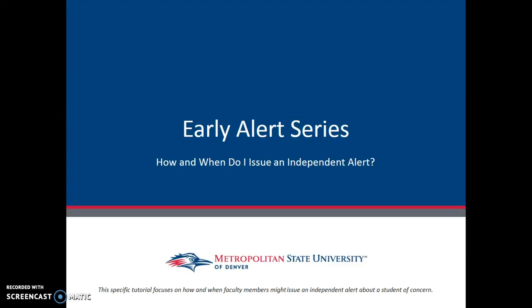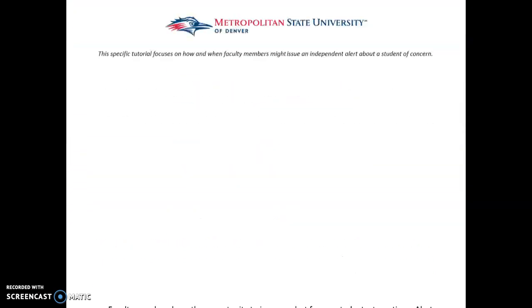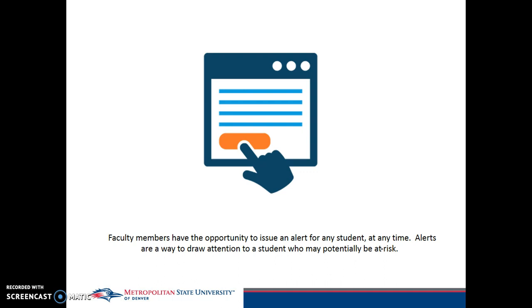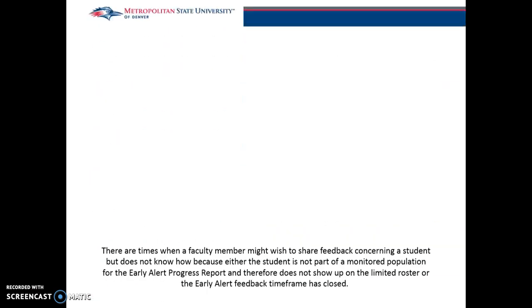This specific tutorial focuses on how and when faculty members might issue an independent alert about a student of concern. Faculty members have the opportunity to issue an alert for any student at any time. Alerts are a way to draw attention to a student who may potentially be at risk.